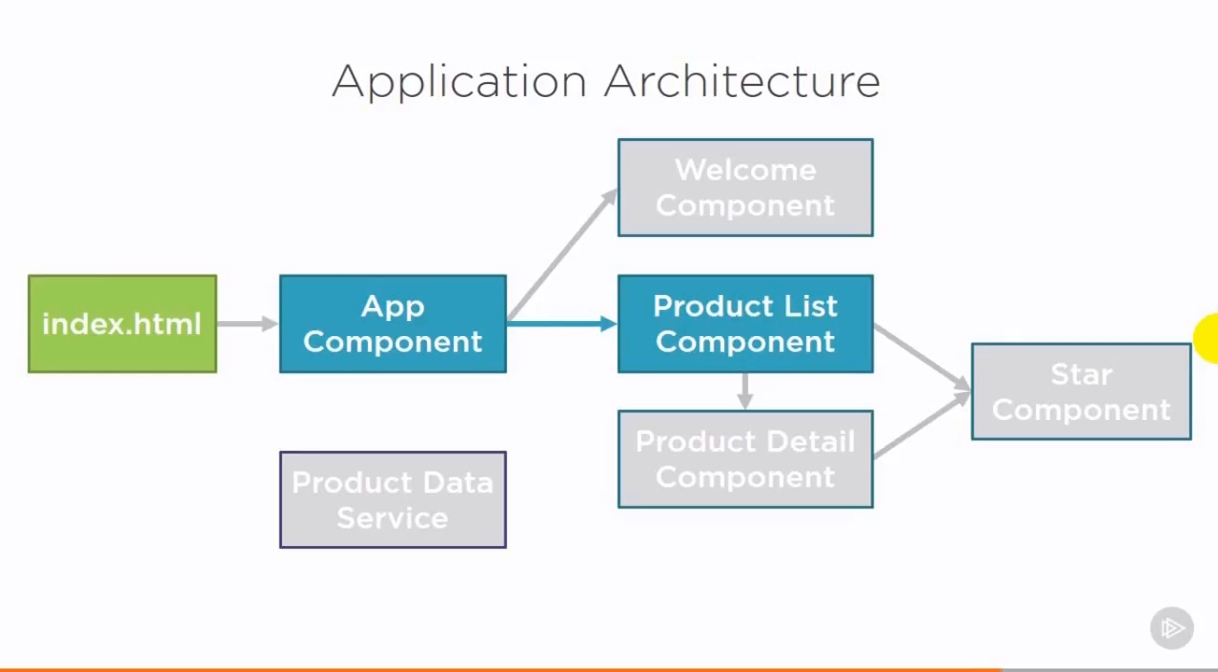And here, once again, is our application architecture. We have the first cut of our product list component, but it doesn't have any interactivity. In this module, we'll use data binding features to add interactivity to the product list component. Let's get started.